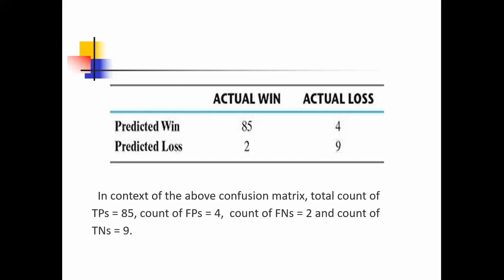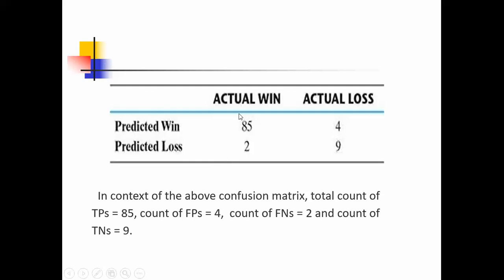Coming to actual loss, these are negatives. So this value is 4. I have to consider how many are false positives. My actual loss is 4, and my predicted win is displayed as 4. At that time it is considered a false positive. Actually it is loss but it is predicted as win. Therefore the term we represent is false positive. Therefore FP is equal to 4.